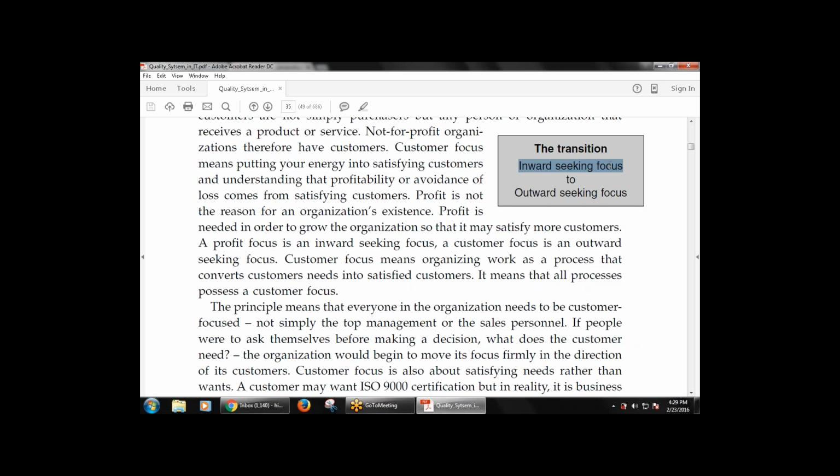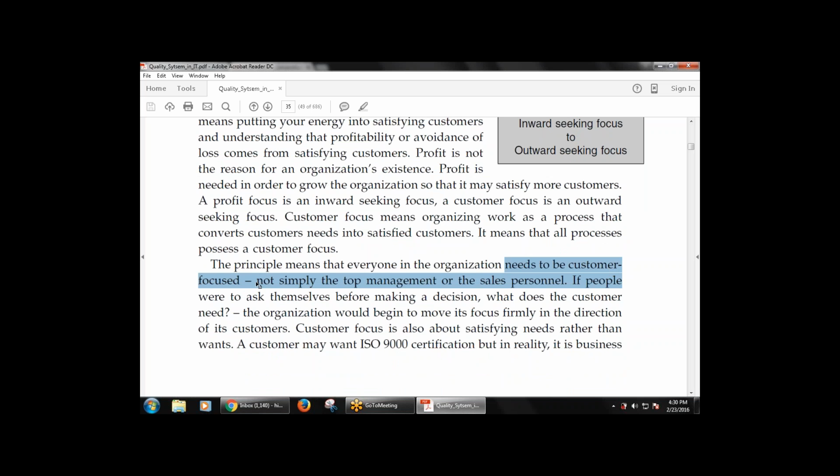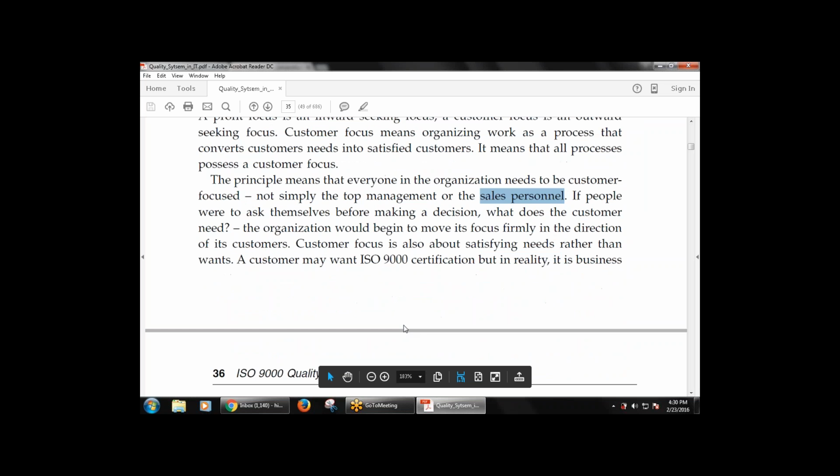That is the inward seeking focus to the outward seeking focus. The organization needs to be customer focused or customer oriented. Not simply the top management or the sales personnel, but everyone in the organization must favor the customers.